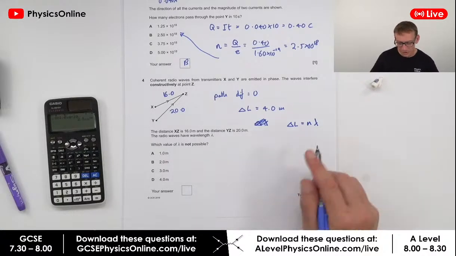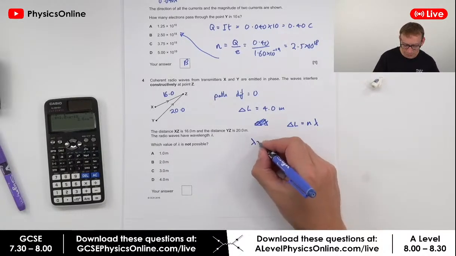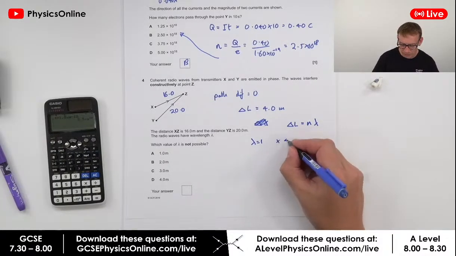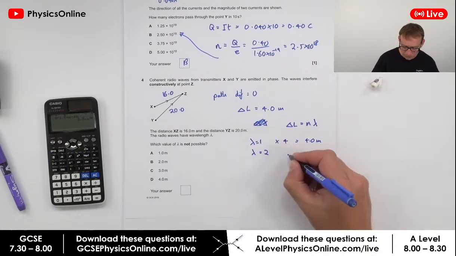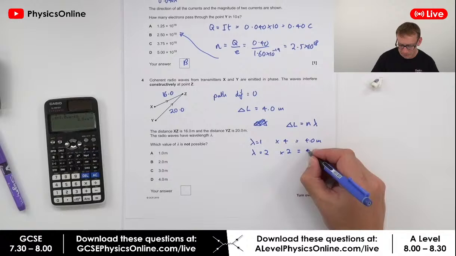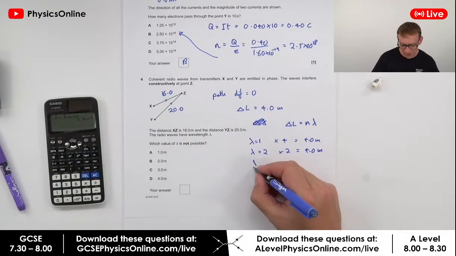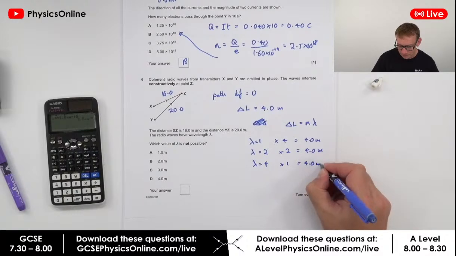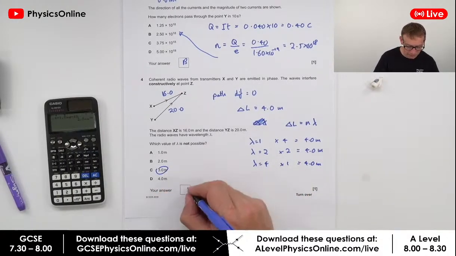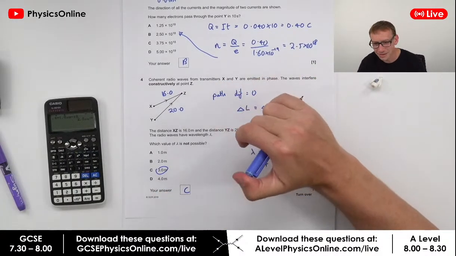People are saying C. So yeah, you could have, if lambda was equal to 1, then you just have 4 of those waves to make 4 meters. If lambda was 2, you'd have 2 of those waves, which make 4 meters. And of course, if lambda was 4, then you just have 1 of those, which would be 4 meters. So here, the answer, the odd one out, must be C, which everybody's getting in the chat.